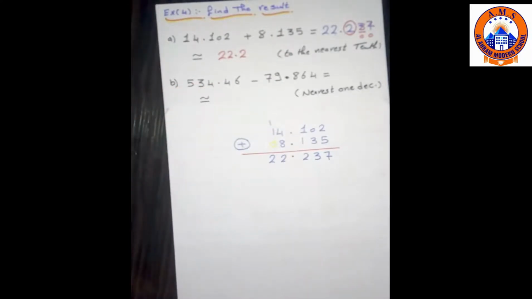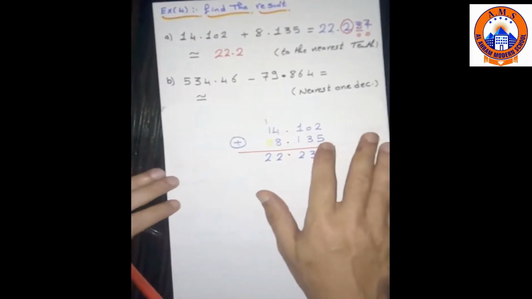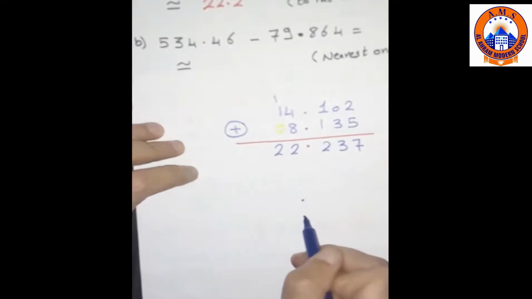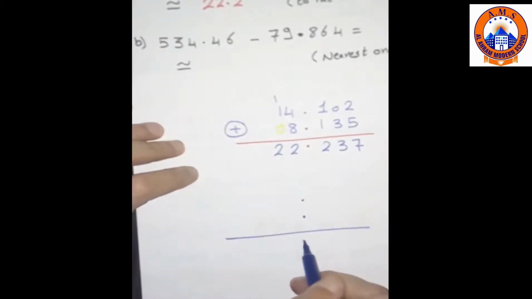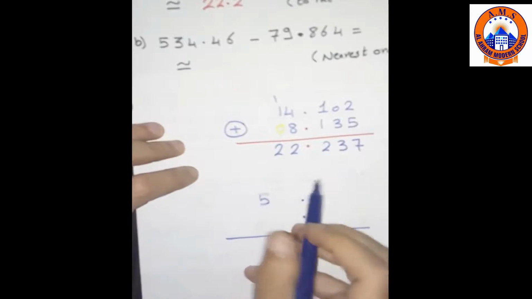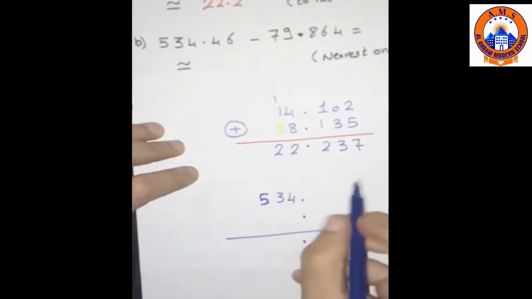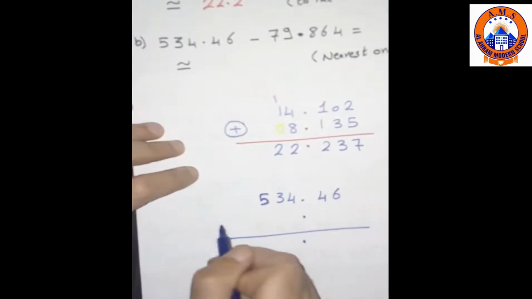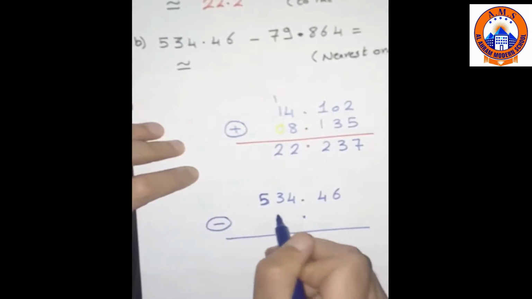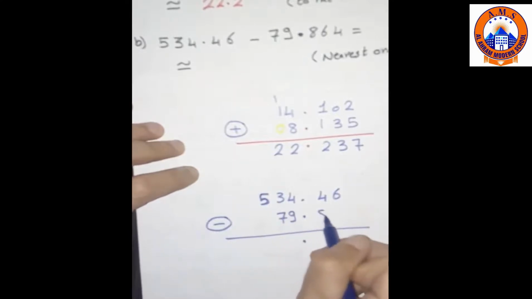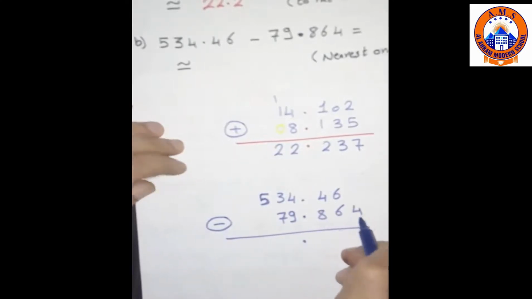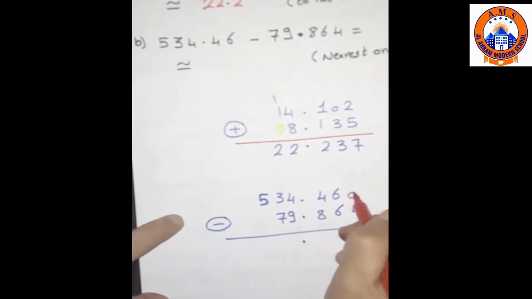We're going to subtract. I'm going to do it outside like the previous one to get the answer. Then we're going to approximate. I'm going to put a point, under it another point, then take a line and another point. We have 534. After the point we have 46 minus 79 and 864. If you have an empty digit, you have to fill it with zeros.